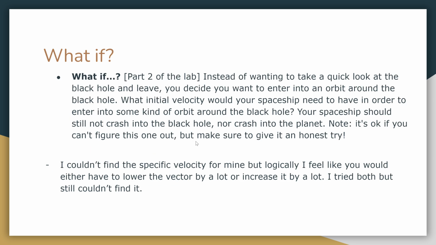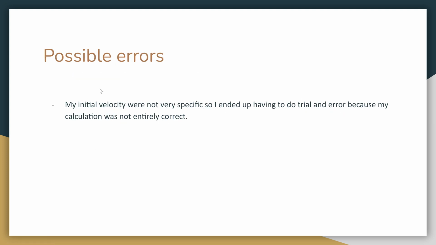What if question? So essentially, I couldn't find a specific velocity for it to work, but logically, I feel like you would either have to lower the vector by a lot or increase it by a lot. I tried both, but still couldn't find the exact specific values that would have made my ship orbit the black hole. Possible errors. My initial velocities were not very specific, so I ended up having to do trial and error because my calculation was not entirely correct. So that might have messed it up a little bit, but it still ended up working.